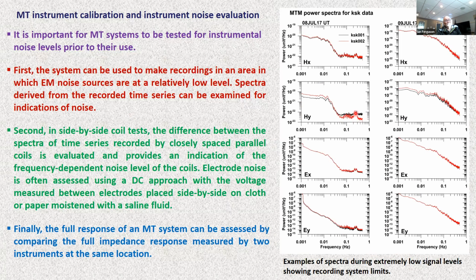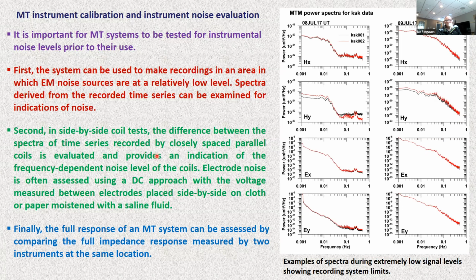We could also identify a source of narrowband noise here that turned out to be associated with a hydroelectric facility about 200 kilometers away. In contrast, the next day, the signal levels were higher, so we see a more accurate MT spectrum.